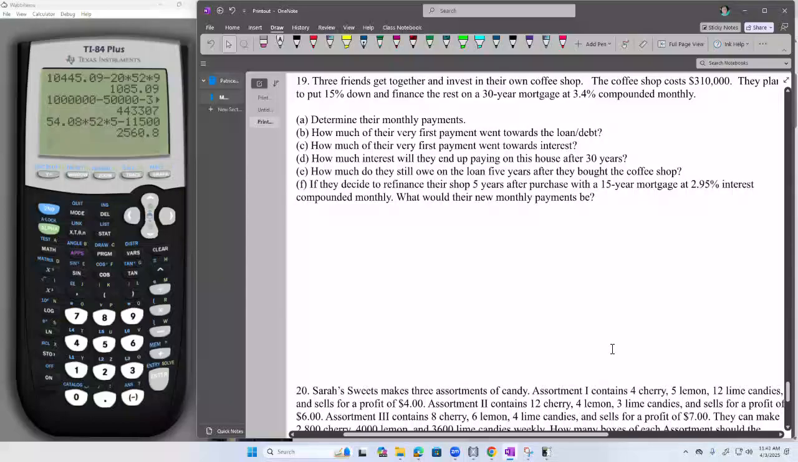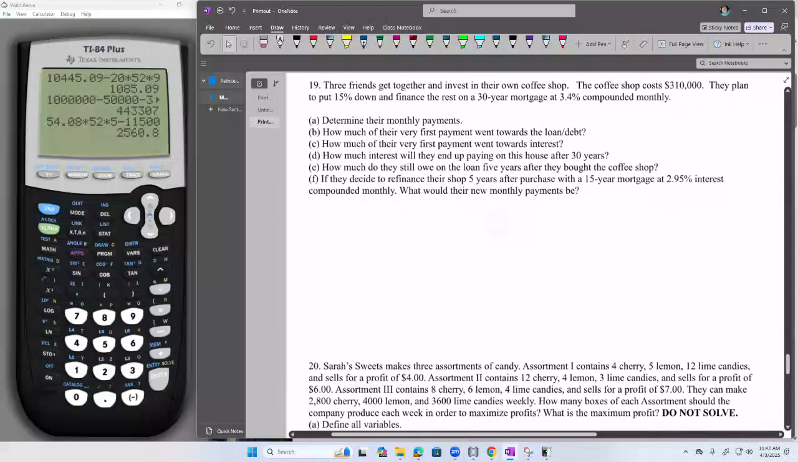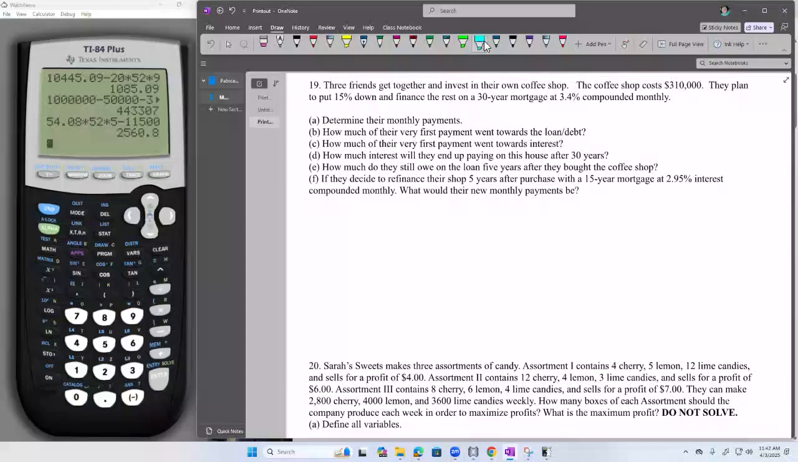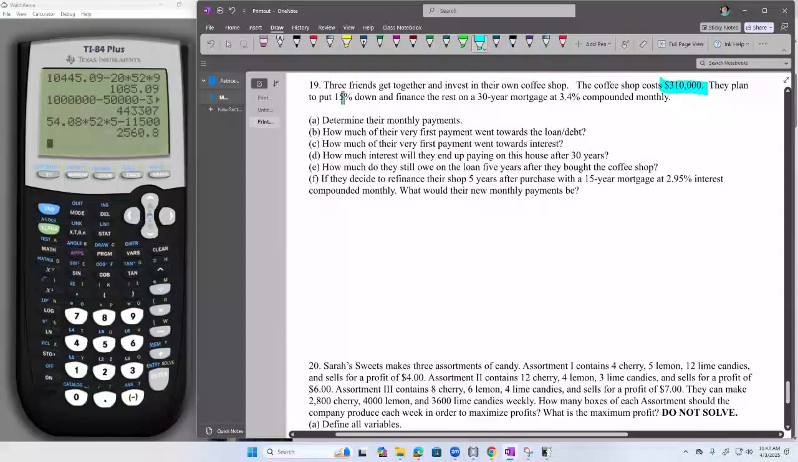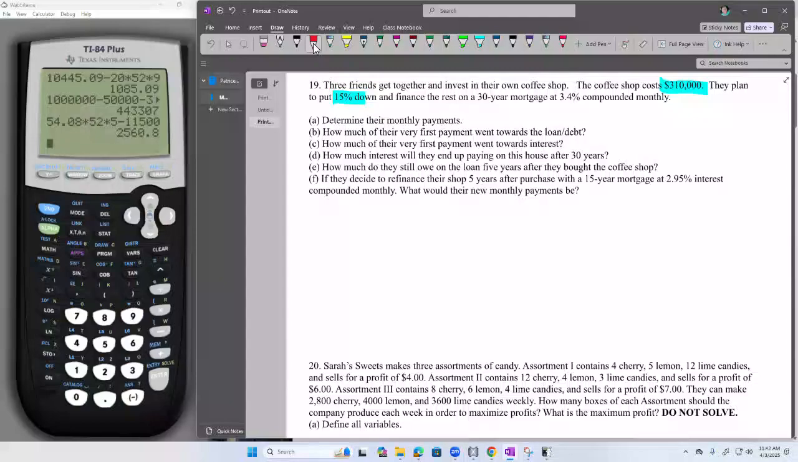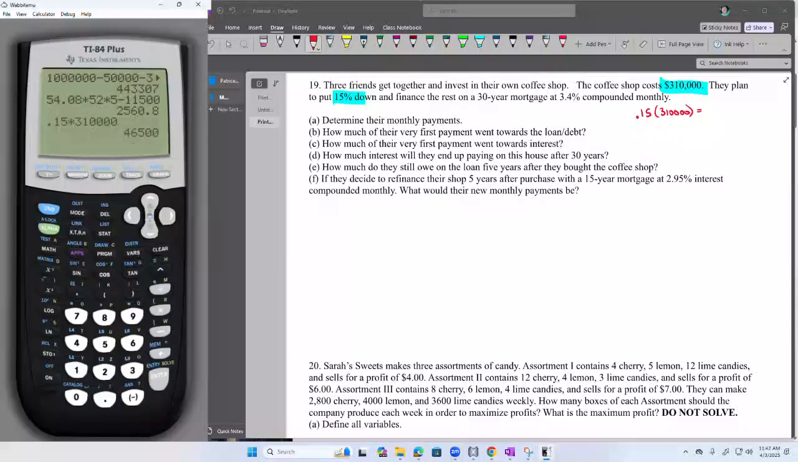Okay, 3 friends get together and invest in their own coffee shop. The coffee shop costs $310,000 and they plan to put 15% down. So the very first thing I need to do is find their down payment. So 15% of $310,000, 0.15 times 310,000. $46,500 is the down payment they're putting down. That's cash. That does not go in your calculator.